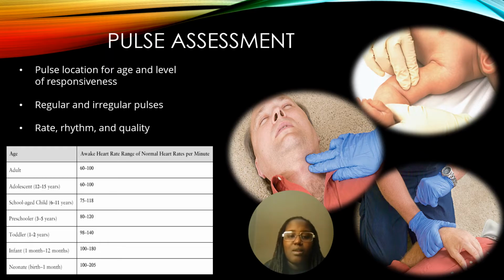Lastly, we're going to be looking at the quality. Is it strong? Is it bounding? Is it thready? Is it weak? These things let us know what's going on with our patient and give suggestions about what their blood pressure may be. For instance, if they have a weak pulse, we know that they're probably not perfusing well and they're probably hypotensive. So the last thing I want to make sure you go over is the different rates for the different age groups. Make sure that you notate these, that way you can know if your patient's pulse rate is within a normal range.